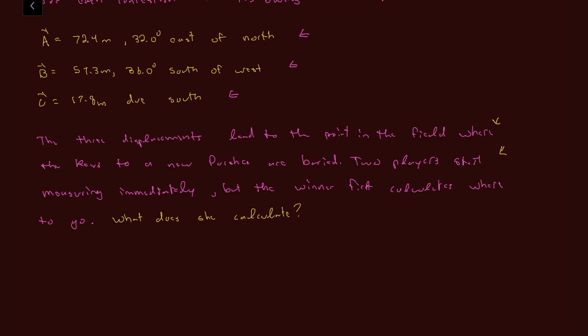Like, how cool is that, a new Porsche? 2 players start measuring immediately, but the winner first calculates where to go. What does she calculate?